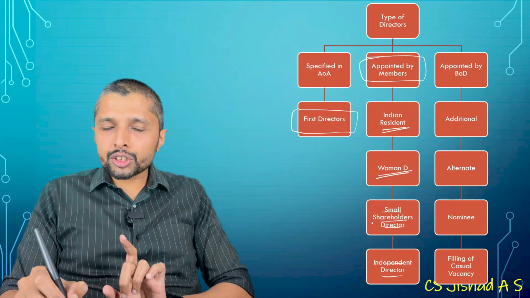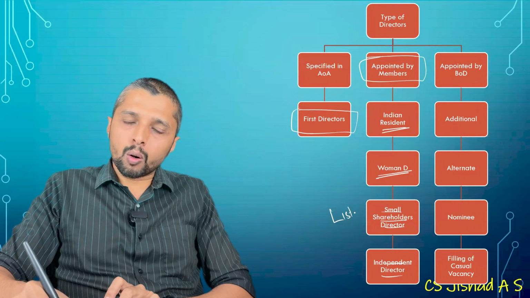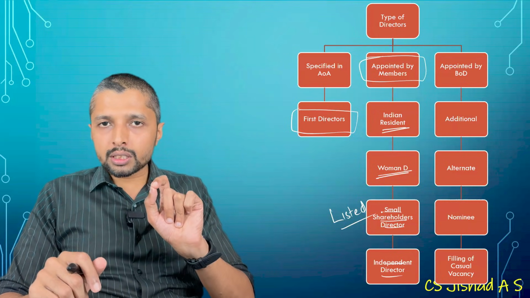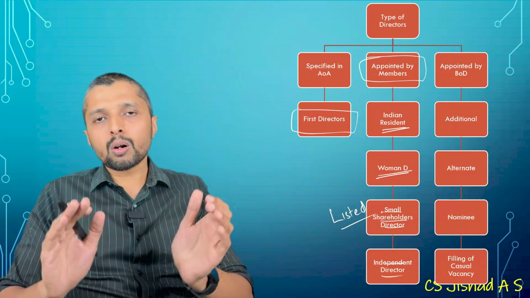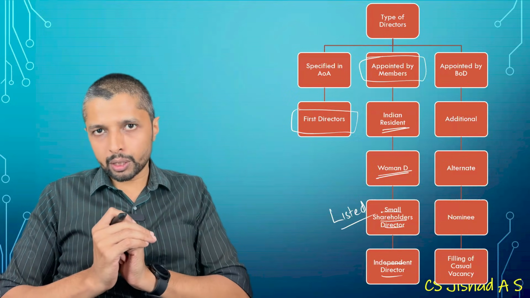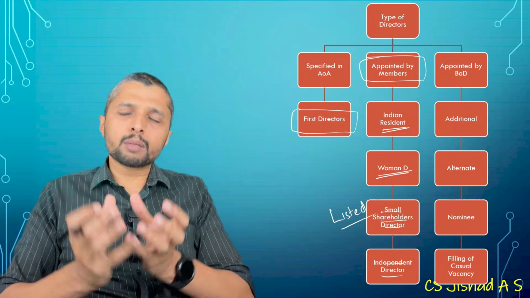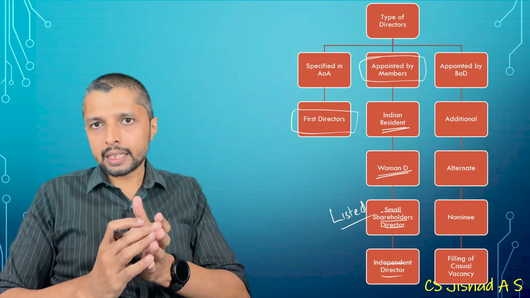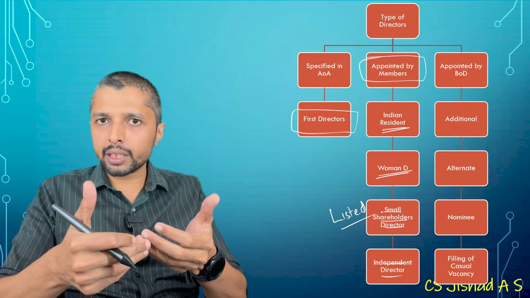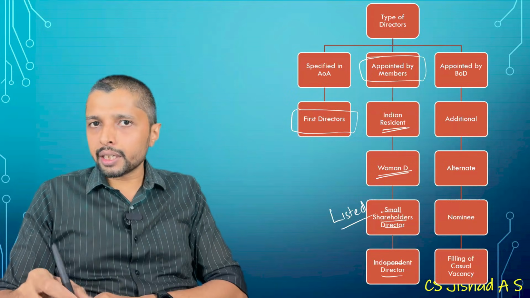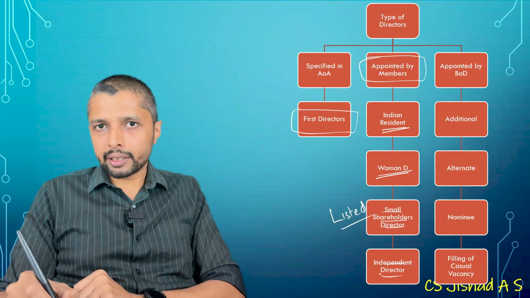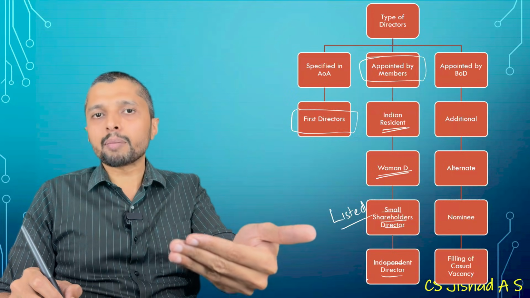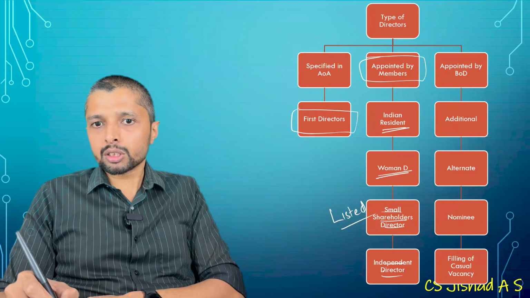The small shareholders director is applicable only to a listed company, which can appoint a small shareholders director either suo motu or on application given by small shareholders, being 10% of the total small shareholders or 1000 small shareholders, whichever is less. They will make an application to the company, the board of directors, and the company will appoint the small shareholders director accordingly. Making an application to the board of directors means making an application to the company. It will be appointed by members only, not the board.